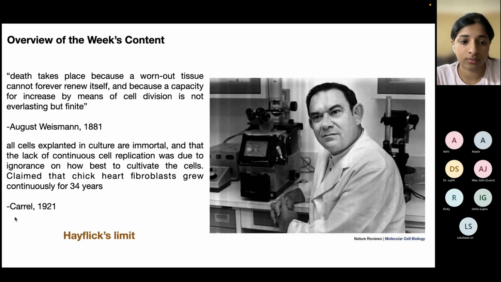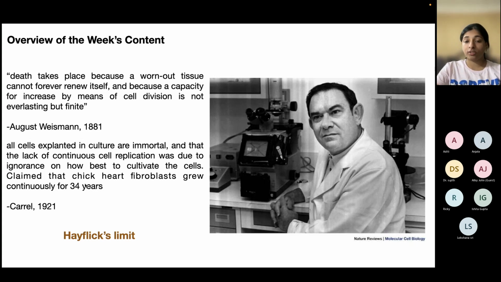However, there was this scientist in 1921. He refuted this argument by saying that all cells explanted in culture are immortal, and that the lack of continuous cell replication is due to ignorance on how best to cultivate the cells. Explant means you take it out of an organism, put it in a dish, and try to culture it. This is known as explanting. So he suggested that chick heart fibroblasts, that is fibroblasts from the heart of a chick, can continuously grow for 34 years, and he experimentally showed it.